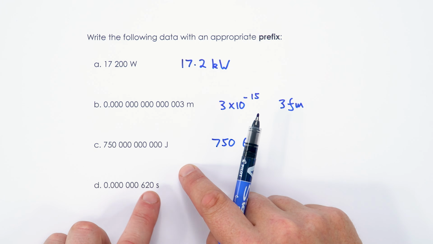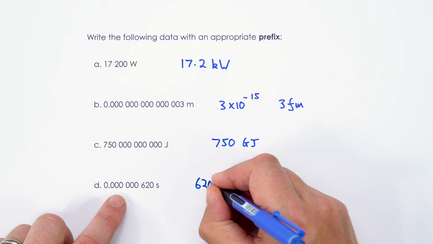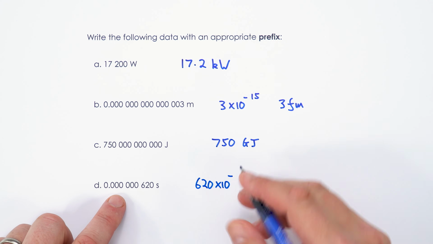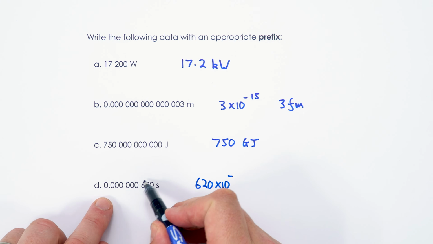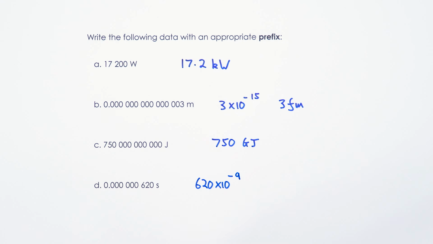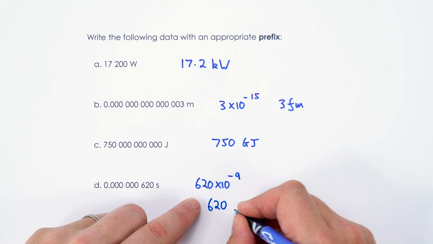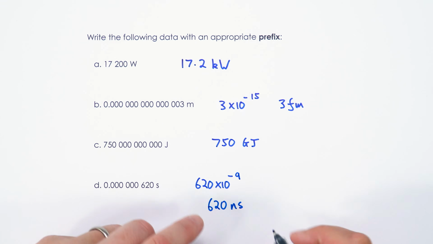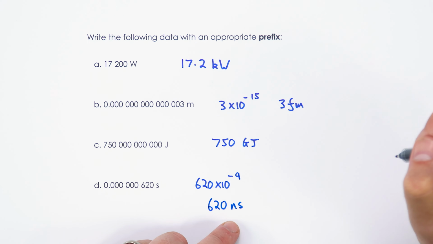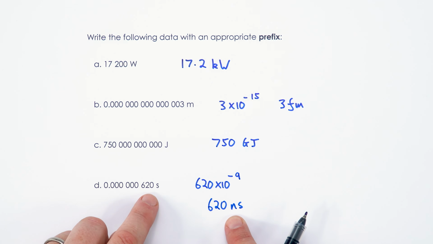And for the last one, we've got an incredibly small time period. So we could write this as 620 times 10 to the minus 9. Now that is not written in standard form, but we could also write this as 620 nanoseconds, where nano is 10 to the minus 9. So this would be a more appropriate way to actually write down that very small time period.